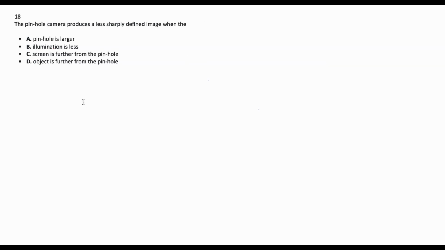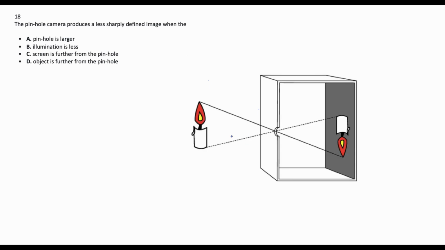Question 18. The pinhole camera produces a less sharply defined image when... This is what a pinhole camera looks like. The pinhole camera works by allowing light through a hole called the aperture, and the light falls on some photographic paper at one end of the camera and forms an image. As you can see, the light at the top of our object passes through the pinhole and falls at the bottom of the paper, while the light at the bottom of the object passes through the pinhole and falls at the top of the paper. So the image we have is inverted.